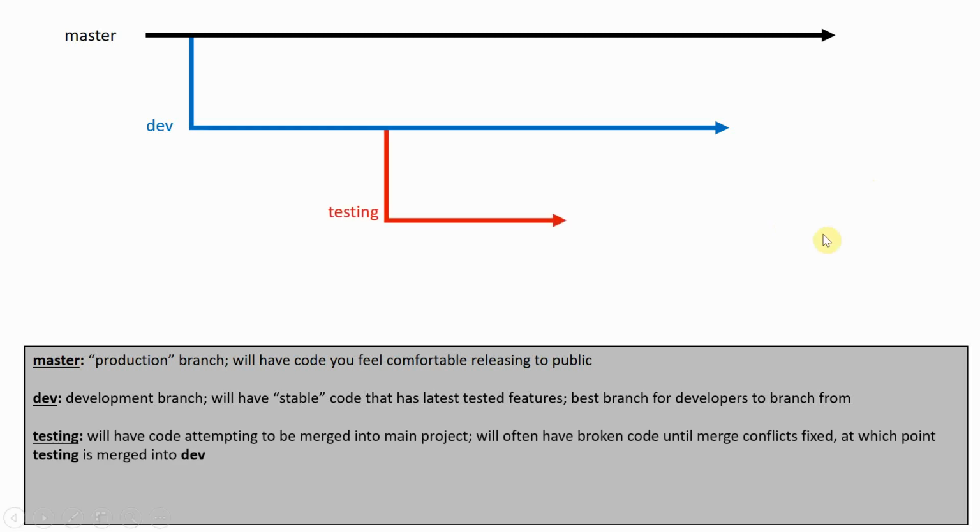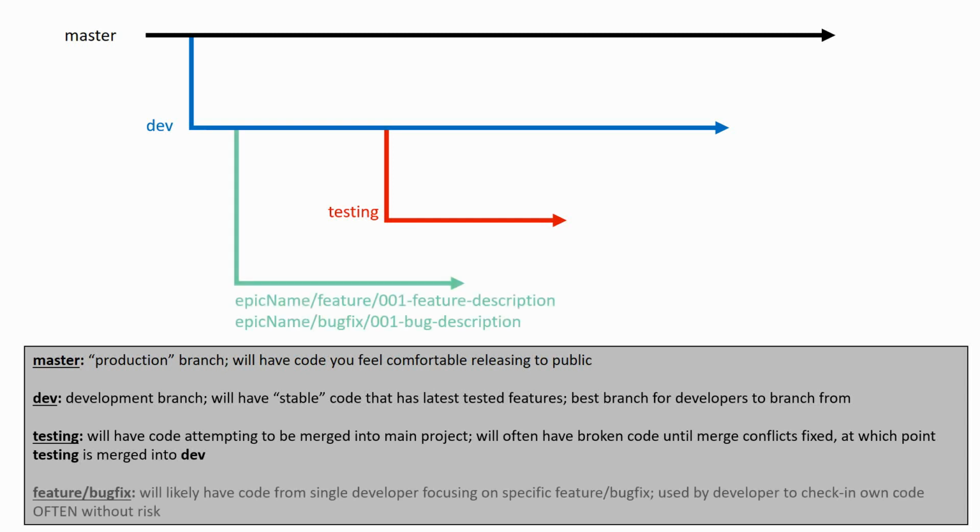From the dev branch, we are going to branch off a testing branch. Now, this will have the code attempting to be merged into the main branch. It could often potentially have broken code, at least until any merge conflicts are fixed. Once the code in testing is working, then it's eventually going to be merged back into dev. We'll show that process in just a second.